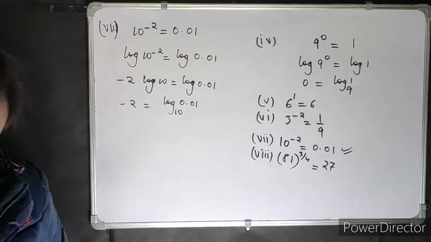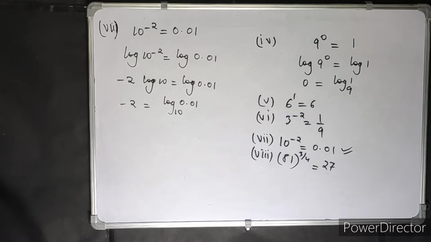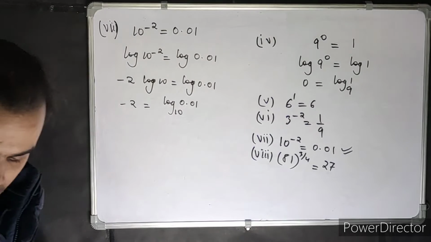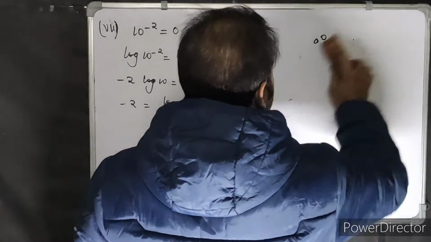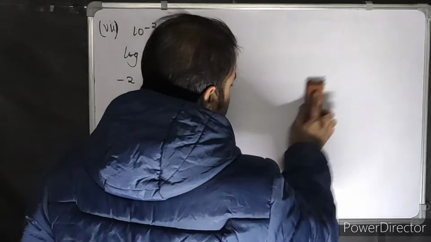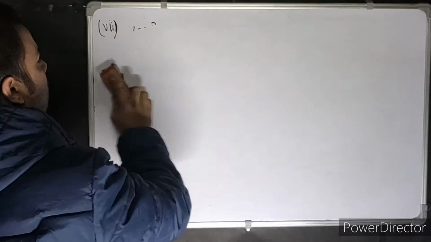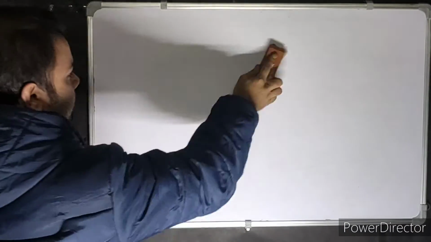Let's go on to question number 2. It says convert to exponent form. Now from the log we have to change to exponent form. Part 5, part 6 and part 8 were not done by me. Okay. So they are easy questions. I will not do them. You can try at home.